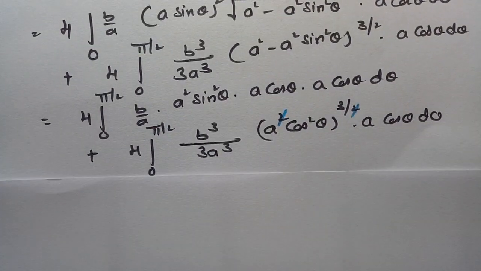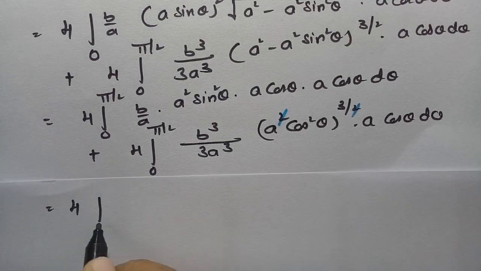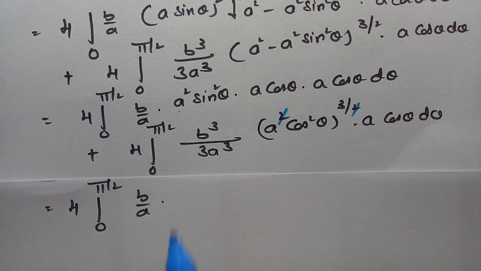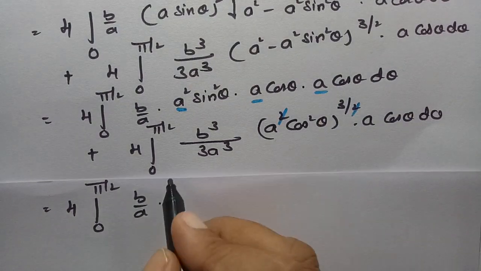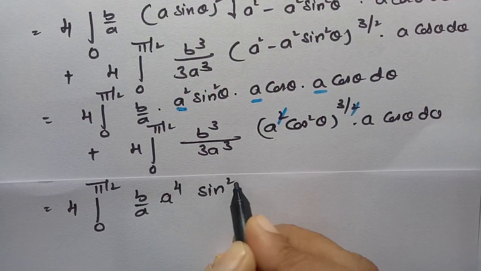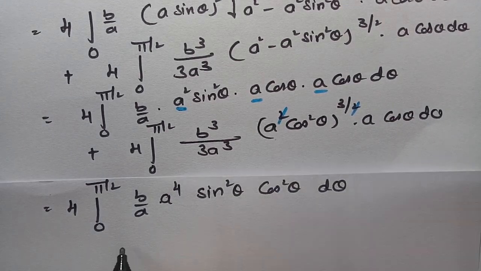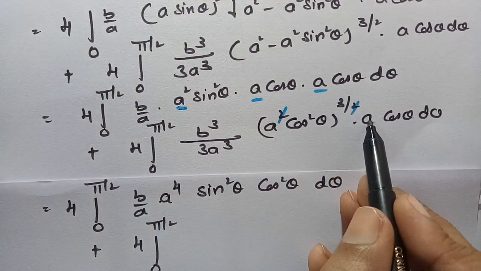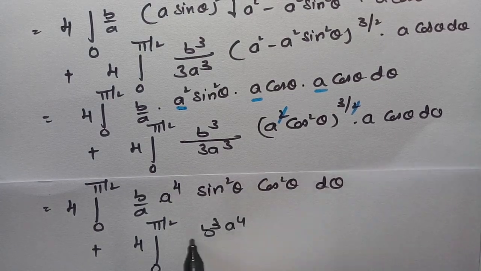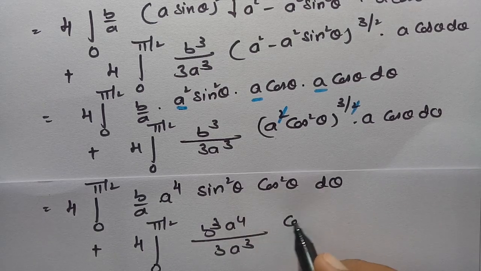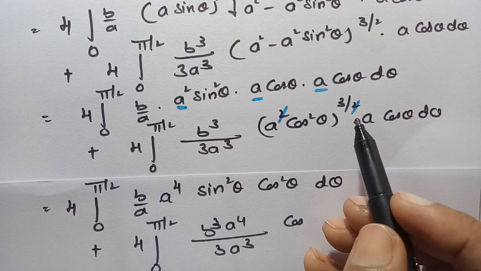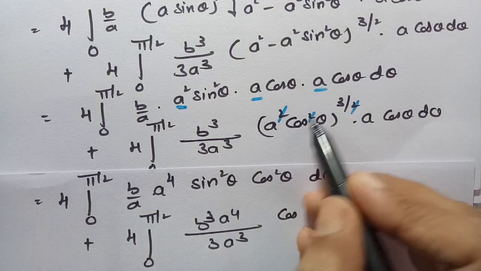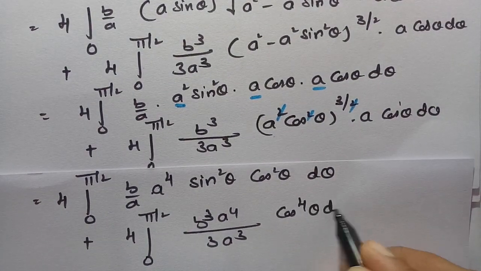So observe carefully. So this will be 4 times the integral from 0 to pi by 2 of b by a, a square a, so this will be a power 4, this is a sin square theta into cos square theta into d theta, plus 4 times the integral from 0 to pi by 2, and this will be b cube a power 4 by 3 into a cube, and here this square also will cancel, and this will be cos cube power 1. So this will be cos power 4 theta into d theta.